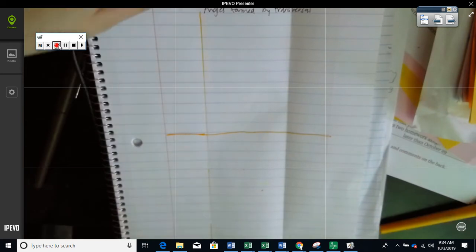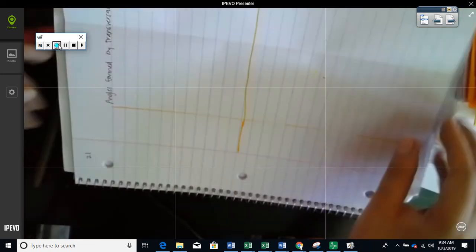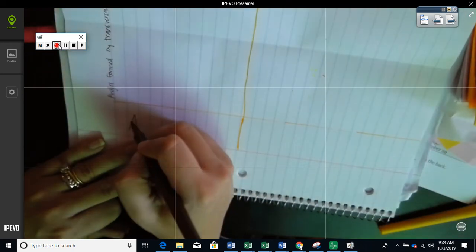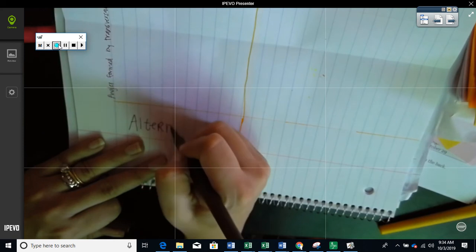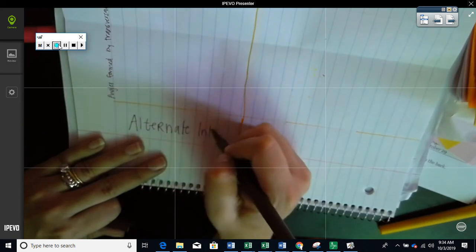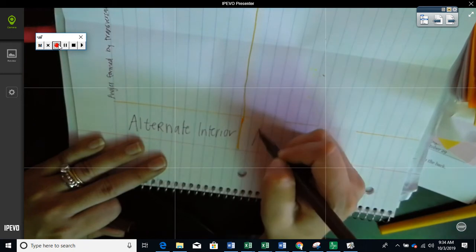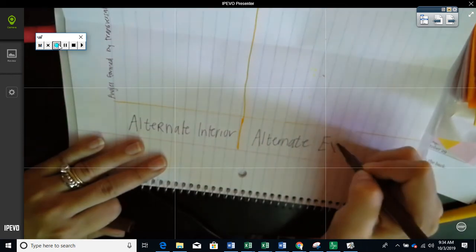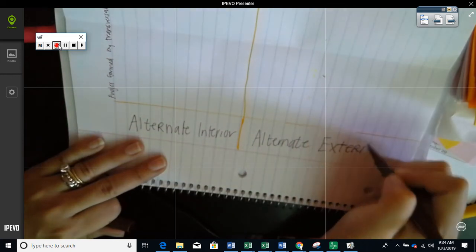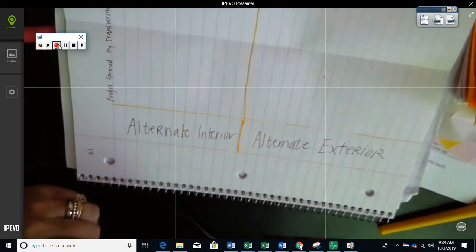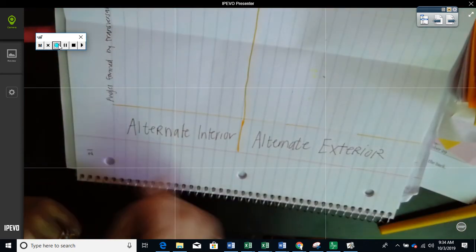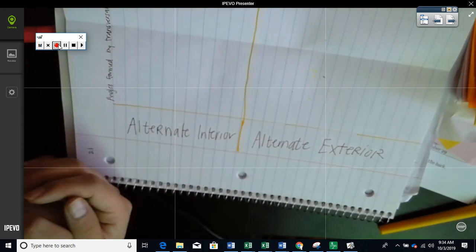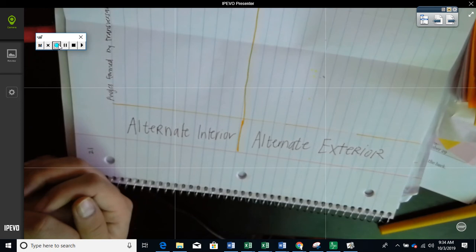Alright, and I'm going to rotate this, and I'm going to write the ones that we're talking about right now. So we're going to talk about alternate interior and alternate exterior. Those are the two we're going to talk about today. So far we've only done the ones that are same side interior and corresponding.